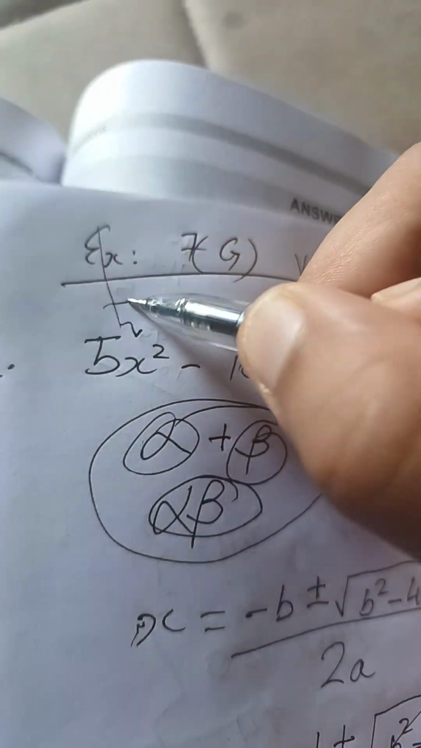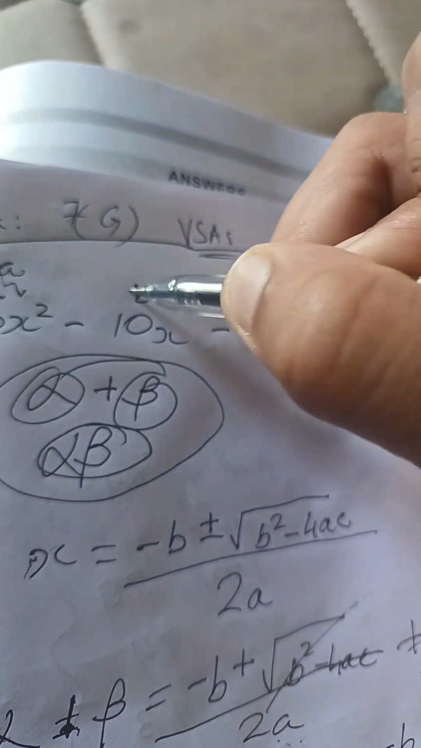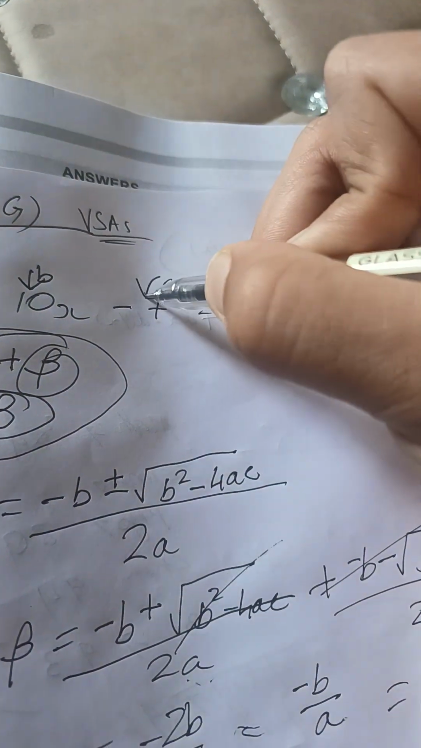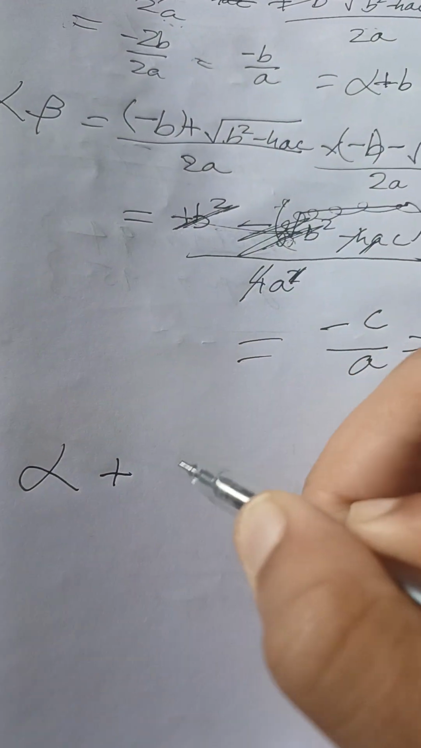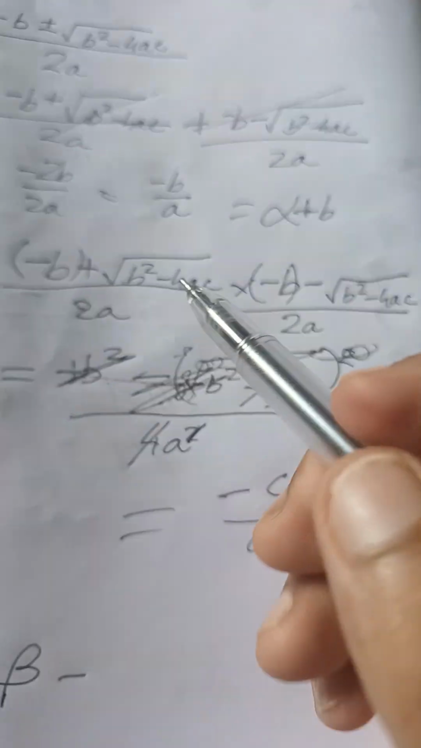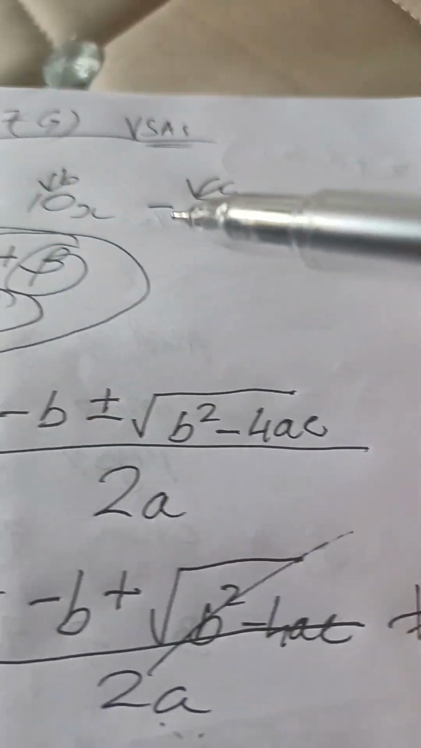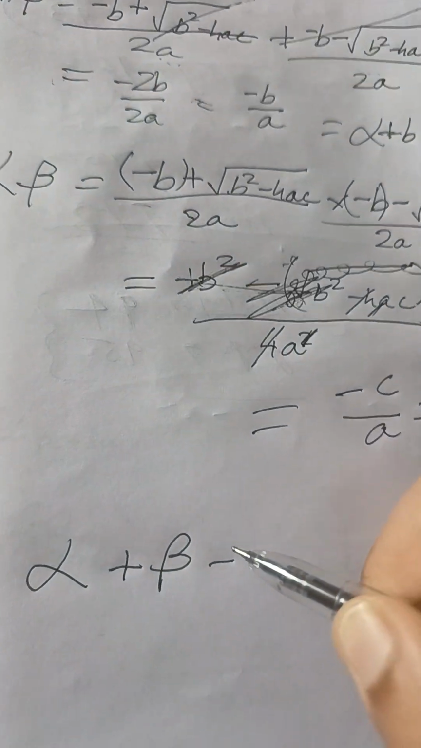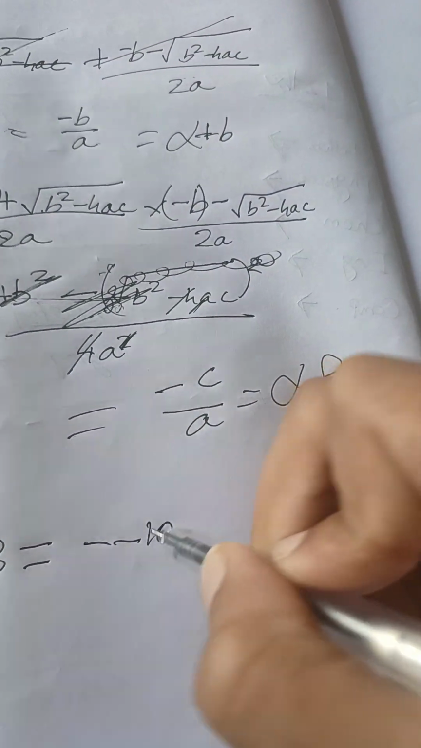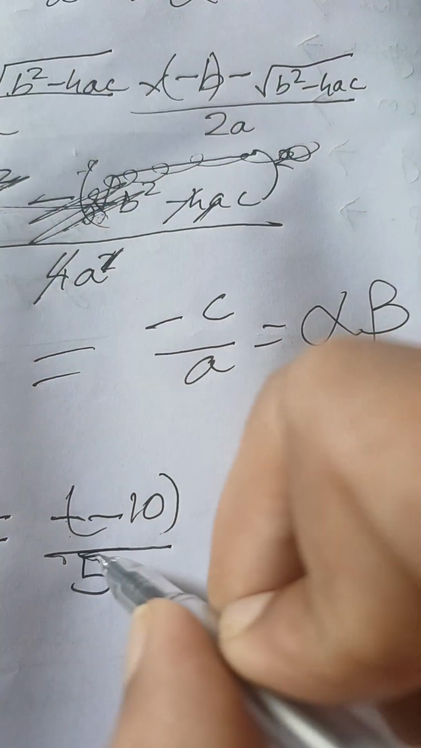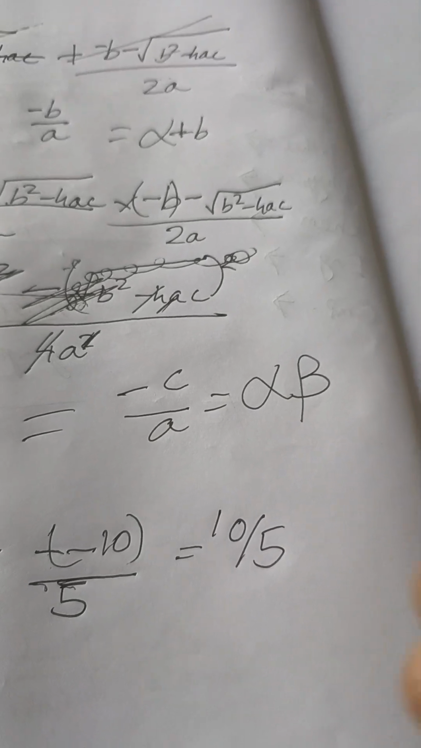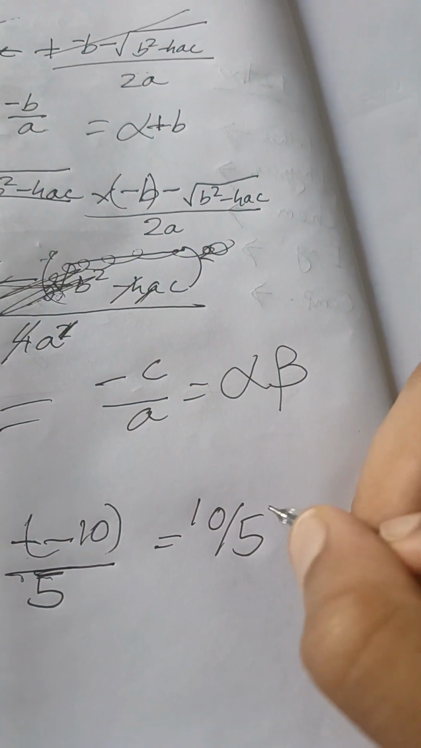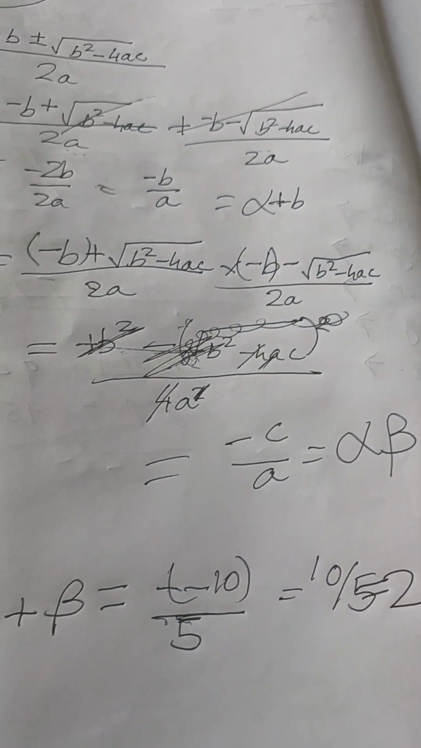if this is a and this is b and this is c, then see, alpha plus beta is just minus b by a, which is 10 divided by 5, which is 2, so that is 2.